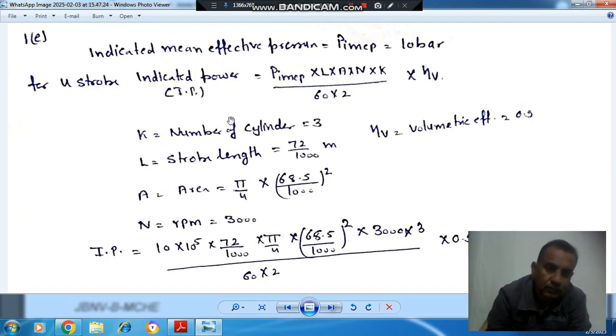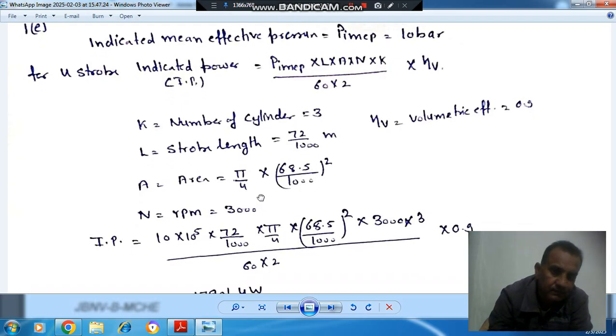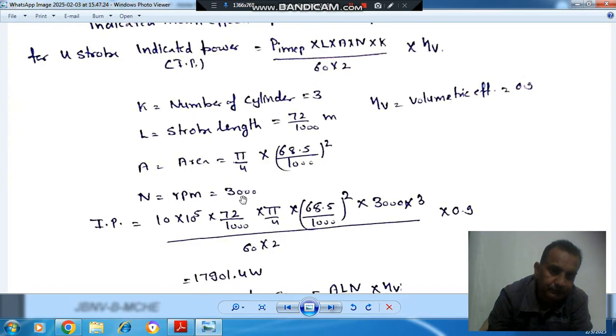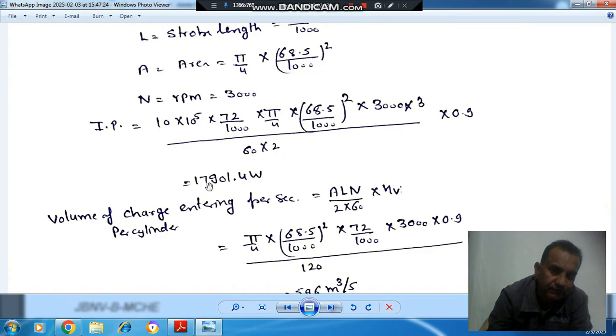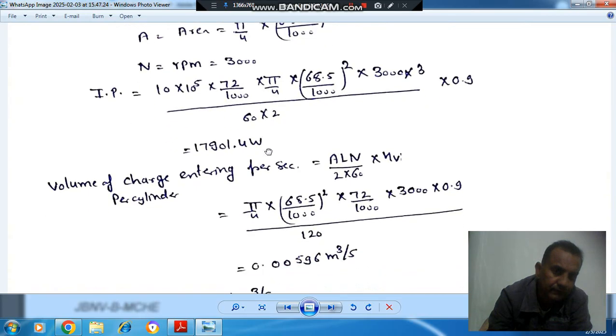Okay, so now K is number of cylinders, that is 3. L is stroke length, that is 72 by 1000 meter. Volumetric efficiency is 0.9. Area of cross section is pi by 4 into 68.5 by 1000 squared, because the bore is given as 68.5. RPM is given as 3000. So putting these values, we get IP as 17901.4 watt.